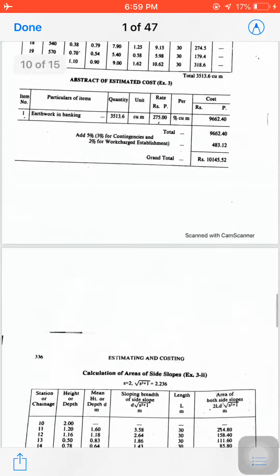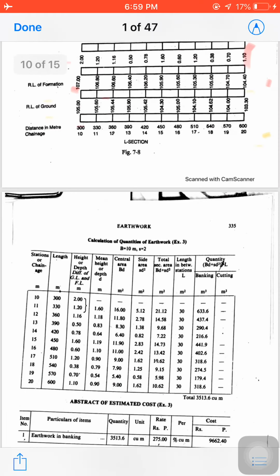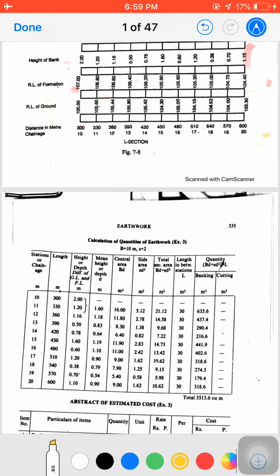So next, after drawing the longitudinal section, you will be doing this table. First you will be writing down the stations or the chainages which are given in the formula. Then the length or distance in meters. Each chainage is 30 meter, so 10 into 30 it will be 300, 330, 360, similarly till 600. Then the height or depth, the difference of GL and FL, that is the ground level and the formation level. You get the depth like this, which you have seen here.